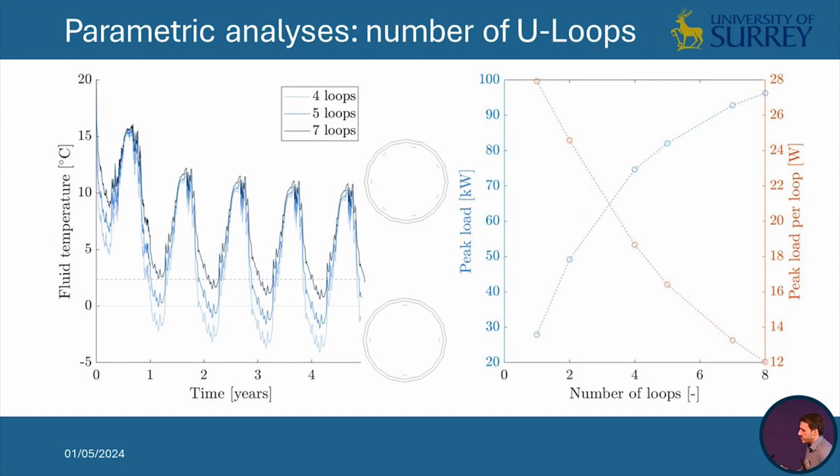Another thing I wanted to look at was how many loops we can fit within the shaft. Essentially what I'm doing here is distributing the same amount of load to different numbers of loops. It's unsurprising that with fewer loops, the temperature responses are more extreme, because each of the loops is trying to provide more energy. As you increase the number of loops, you can increase the amount of load you can provide, but it does have marginal gains as you go higher and higher. And therefore, the peak load per loop decreases as you add more and more.